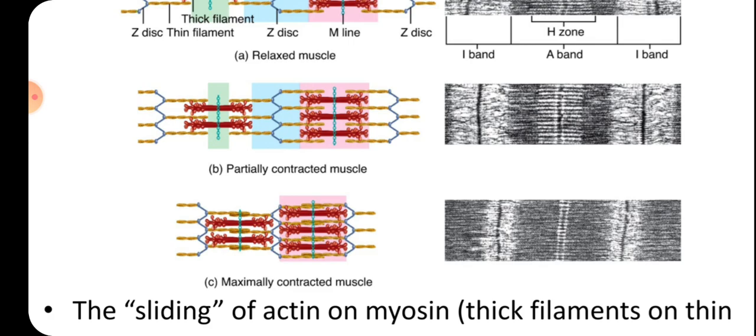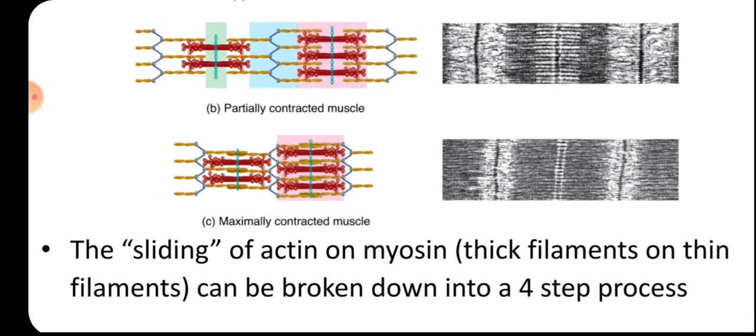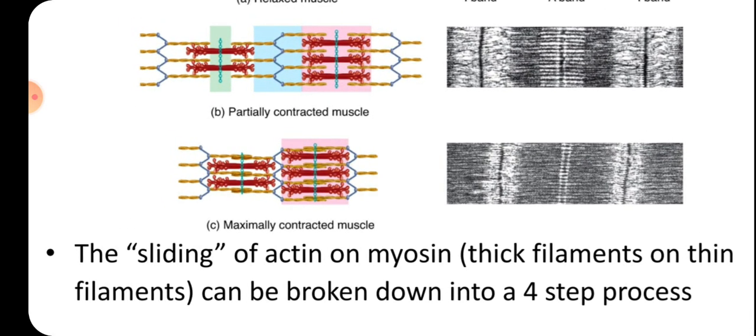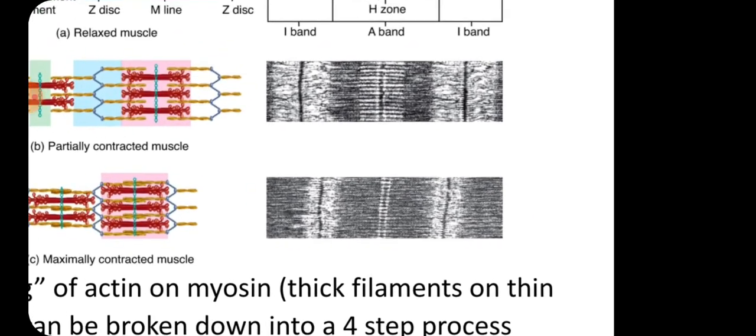The sliding of actin on myosin, which are thick filaments on thin filaments, can be broken down into a four-step process which will be shown in the next slide.